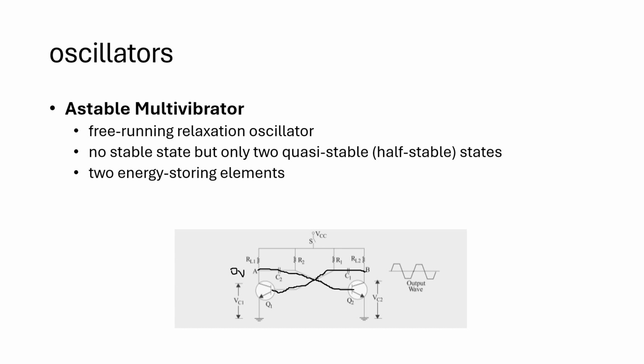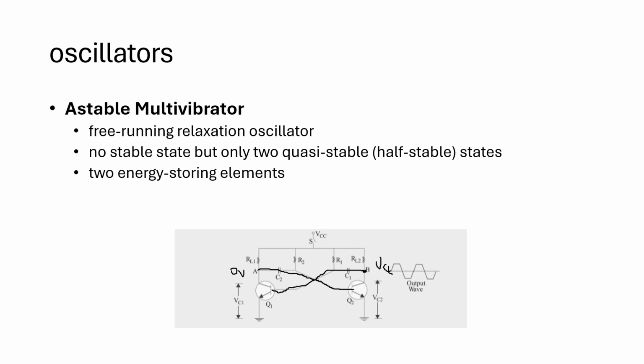Since Q2 is cut off, there conducts no current across our RL2. So since no current across RL2, what is the voltage at point B? This is equivalent to our VCC. Therefore, we have an output coming from the Q2. Q1 is the one which is saturated, so the output is coming from the collector of our Q2. So this is 0 volt potential and this is VCC. This is equivalent to VCC.